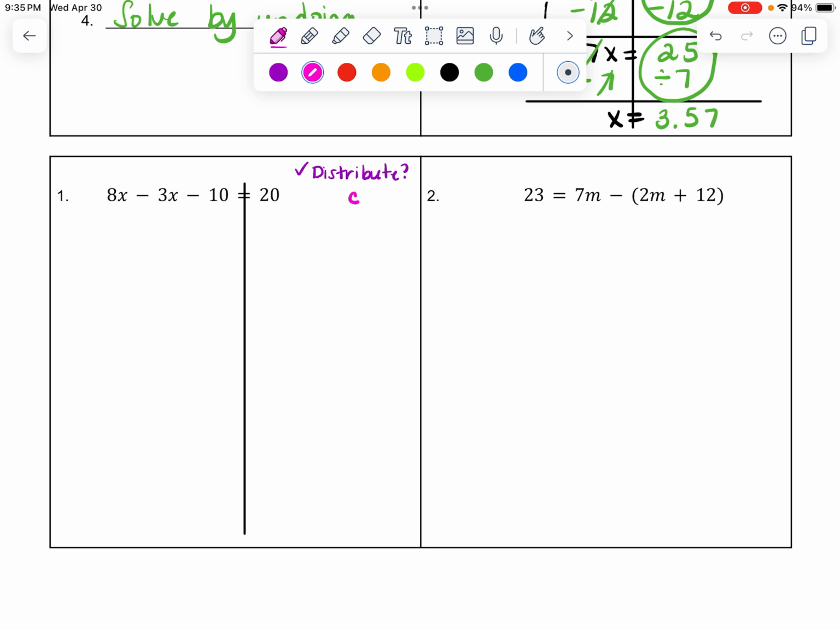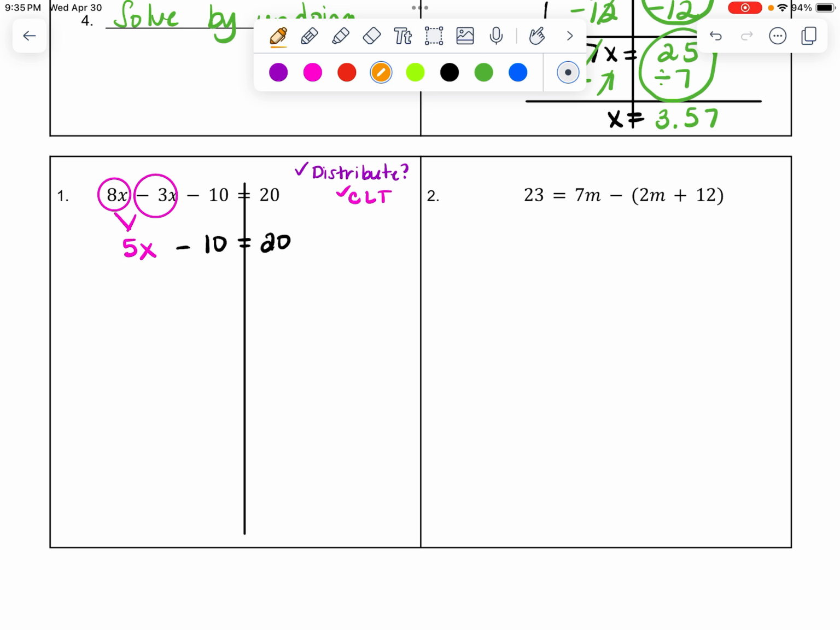Step number 2 is to combine like terms if they're already together on one side of the equation. So we're going to look at the left side first, which is the 8x minus 3x minus 10. And I can see that there are some like terms here. There's the 8x and the negative 3x. Together, when you combine those, you get 5x and we're going to drop down the minus 10 and the 20. There are no like terms on the other side, so we're done with that step.